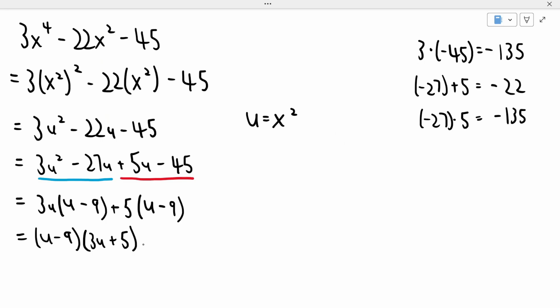So now we need to substitute the x squared back in for the u. So the expression becomes x squared minus 9 times 3x squared plus 5, since whenever there's a u, we need to replace that with an x squared.